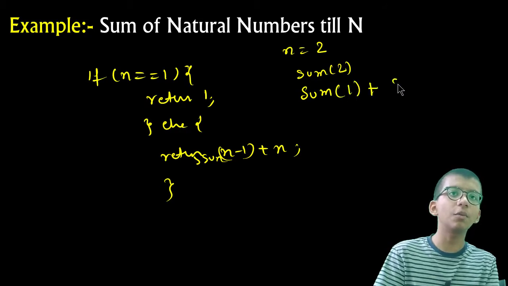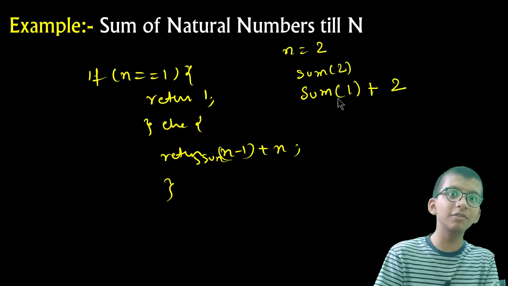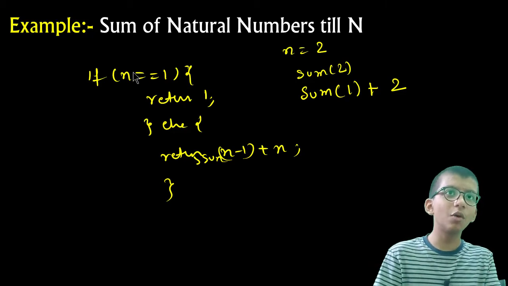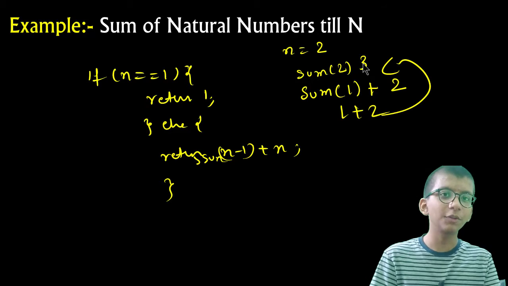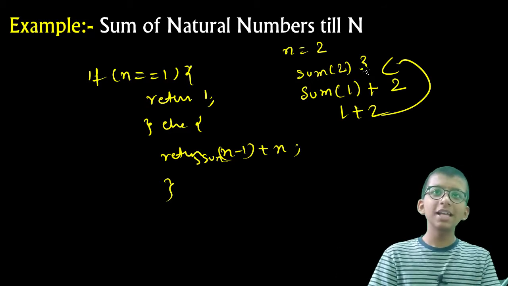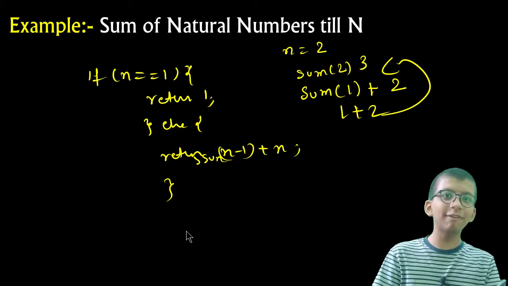Now is n equal to 2? No. So sum of 1, we know, is 1, since n equals 1. So 1 plus 2 gives us 3. This was waiting for the sum of 2. So this is how it all works. Let's code that in a little bit faster way.